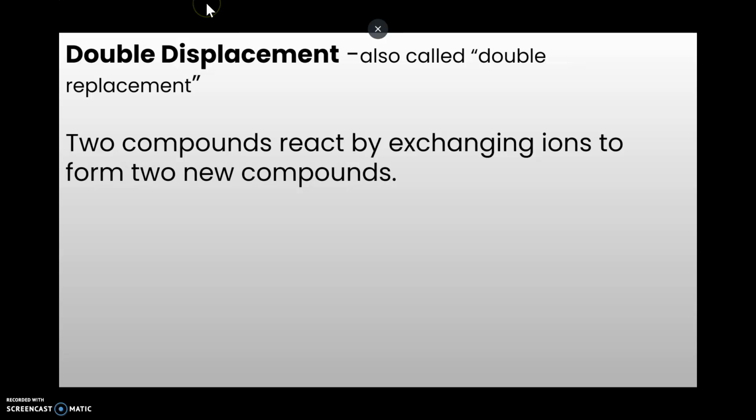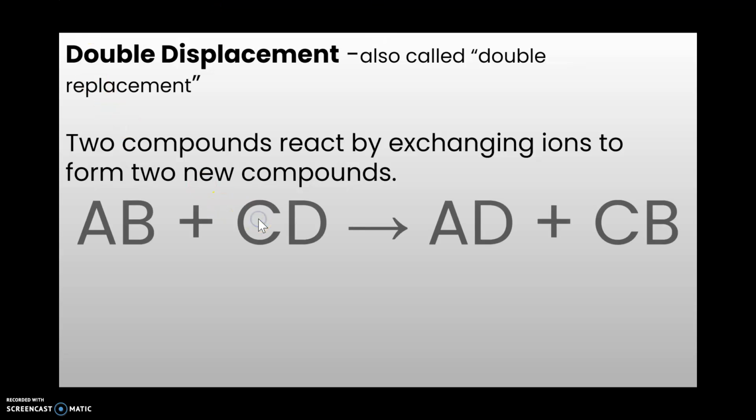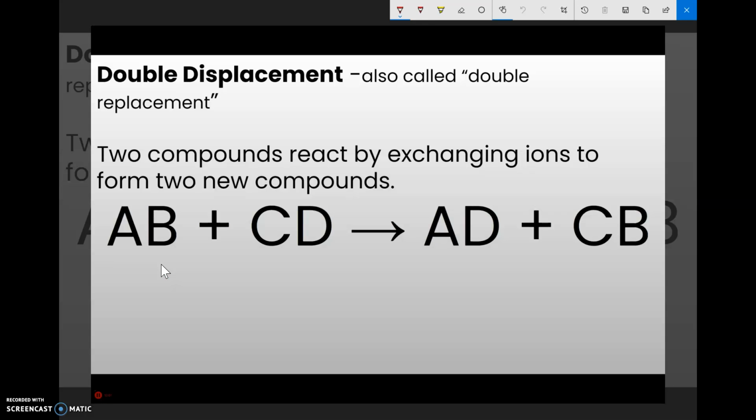What happens is that ions are exchanged and we get two new compounds. So here's what this looks like. In this scenario, let's say we've got a positive charge, negative charge, positive charge, negative charge. Again, like things are going to switch places. So A and C are going to switch places.